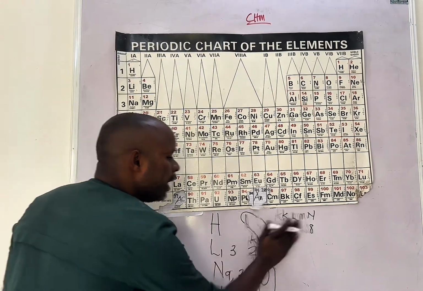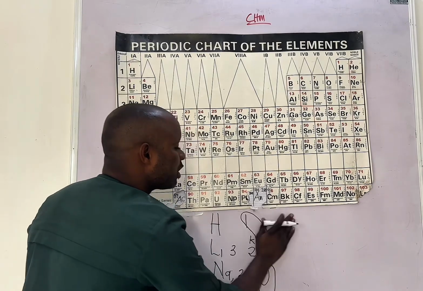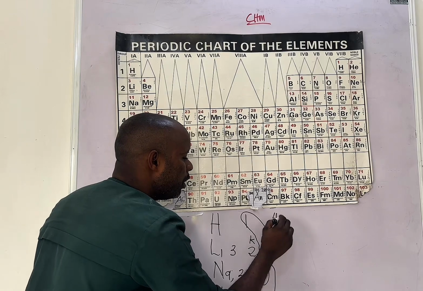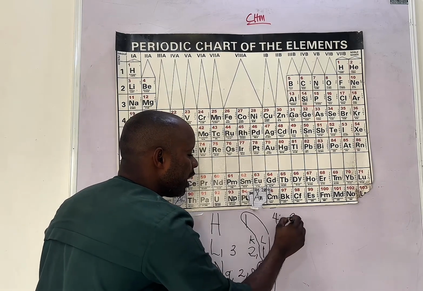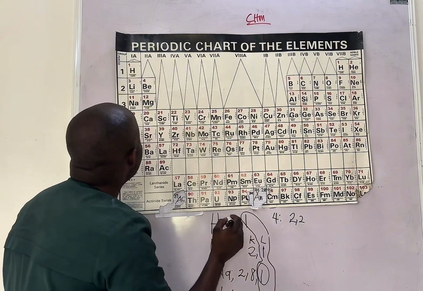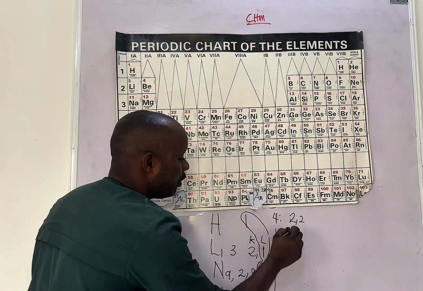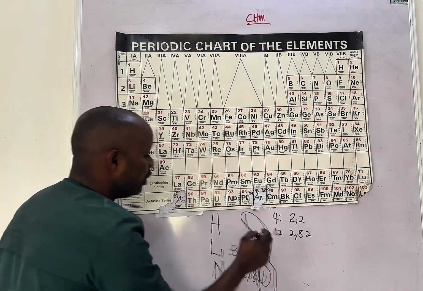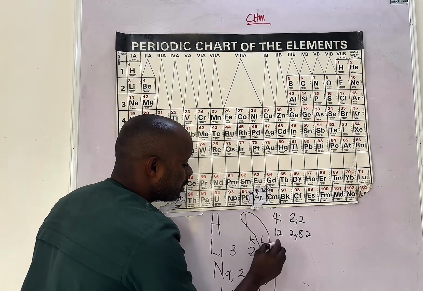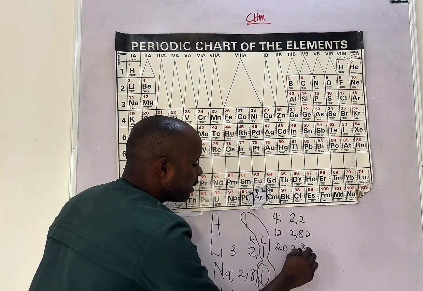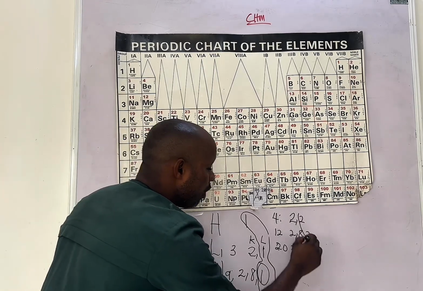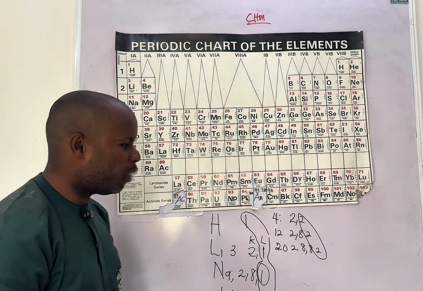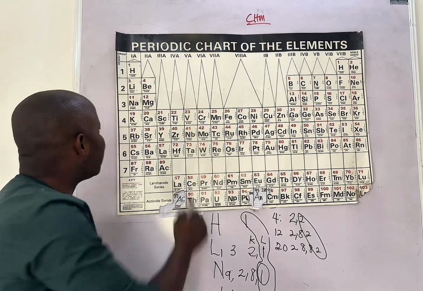In group 2, they use the electronic configuration as well. Let's use the first element, beryllium. Beryllium has atomic number 4, so its electronic configuration is 2, 2. Magnesium is 12, with 2, 8, 2. Calcium is 20, with 2, 8, 8, 2. You can see all of them have 2 electrons in their outermost shell. That is why they are placed in group 2.